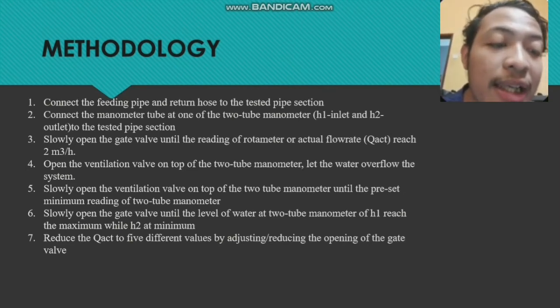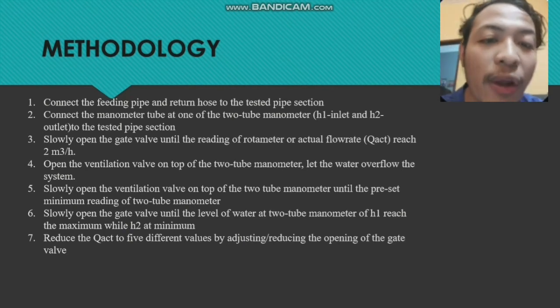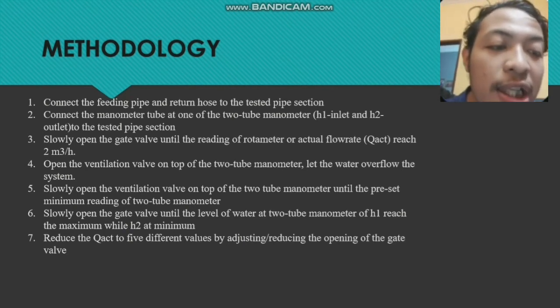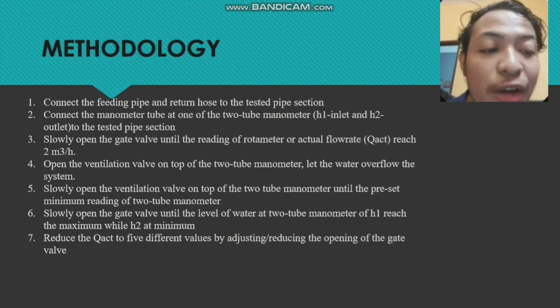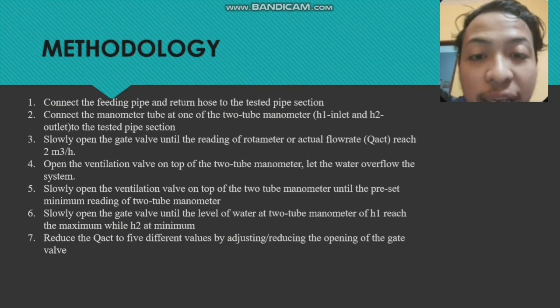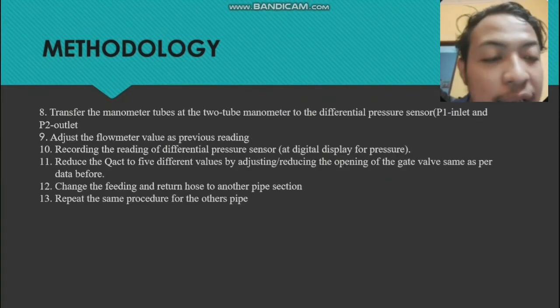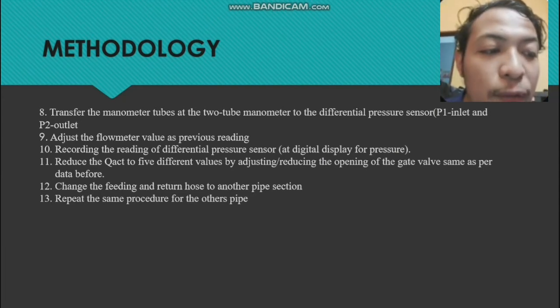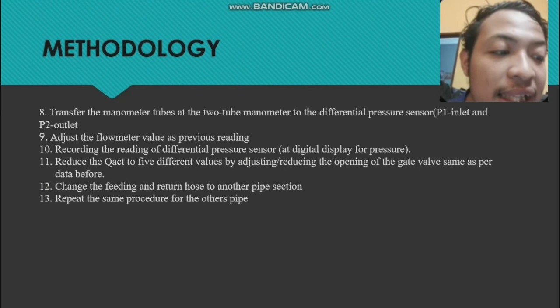Number 7 is reduce the QX to 5 different values by adjusting or reducing the opening of the gate valve. Number 8 is transfer the manometer tube at the two-tube manometer to the differential pressure sensor. Number 9 is adjust the flow meter values as previous reading. Number 10 is recording the reading of differential pressure sensor.